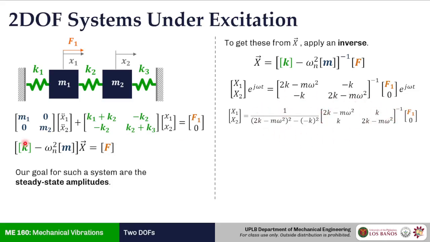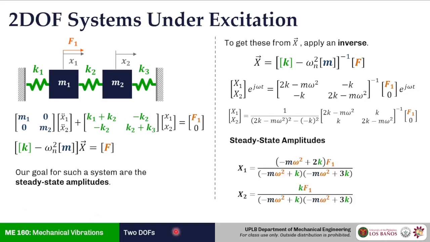So eventually, you will actually end up with an expression for x1 and x2. I'll leave that to you to look into the module and see what the steps are. But the expressions for steady state x1 and steady state x2 are the following. So this is steady state x1 for mass 1, and this is x2 for mass 2.